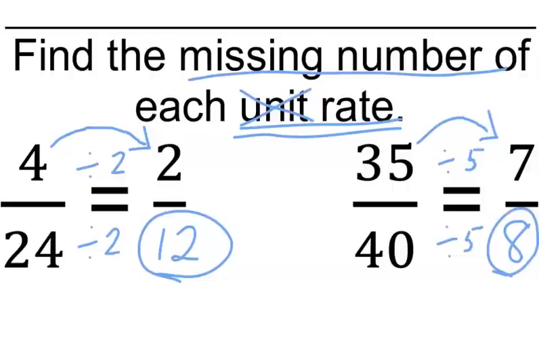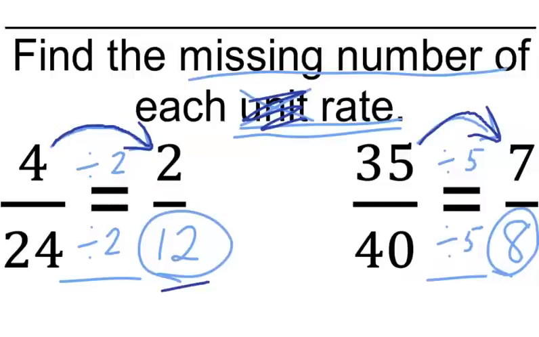So with this one here, we divided by 2. And this one here, we divided by 5. And the reason why we divided instead of multiplying this time is because if you look at these, you're going from a larger number down to a smaller number, and a larger number down to a smaller number. So we will divide this time rather than scaling up or multiplying. So there we go, finding the missing number of each rate. Okay, there we did it. 12 on this side, 8 on that side.